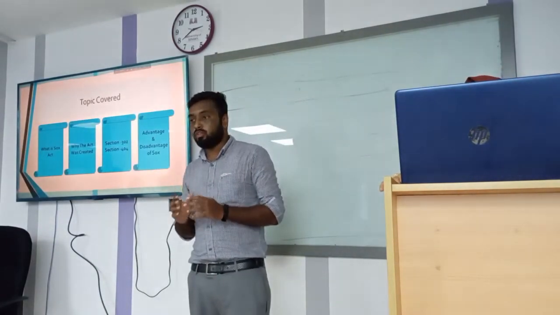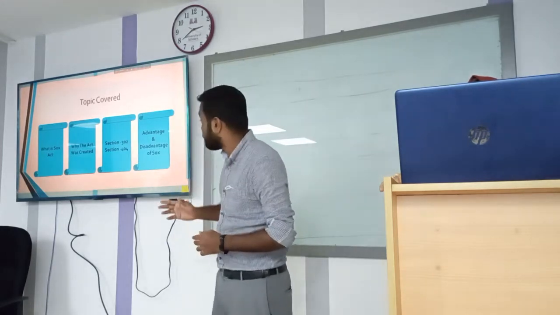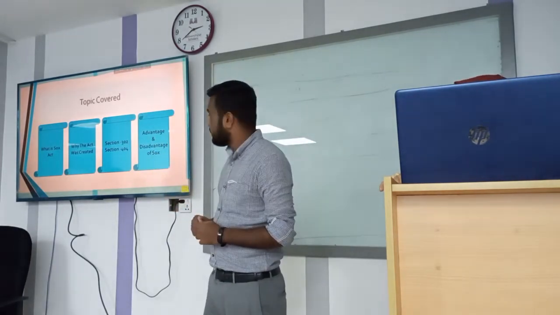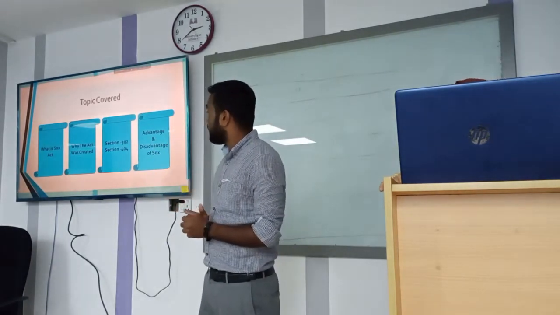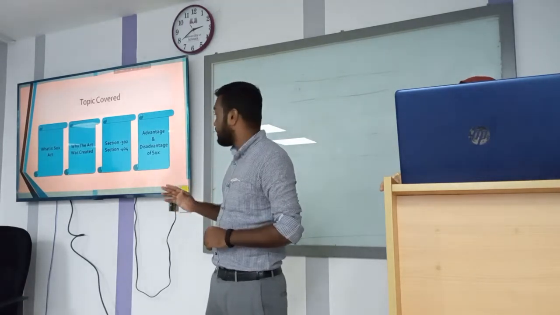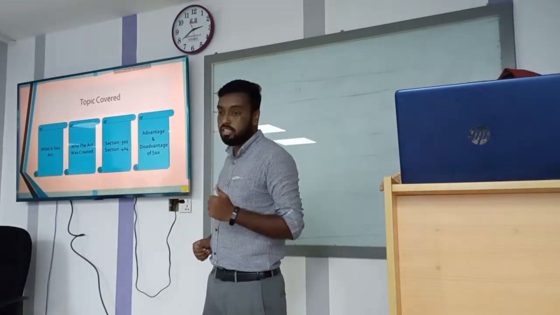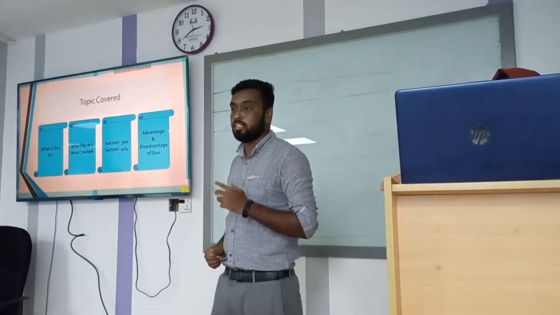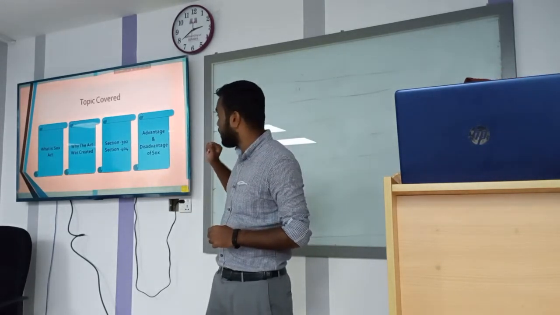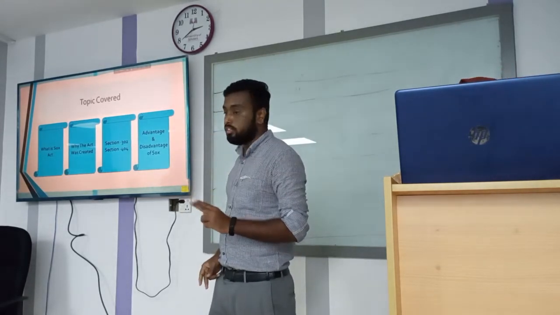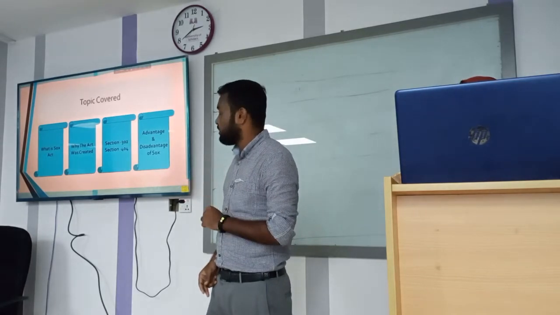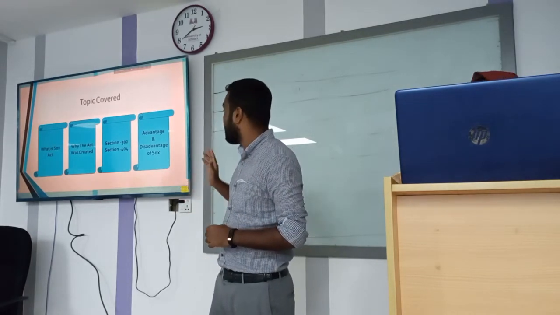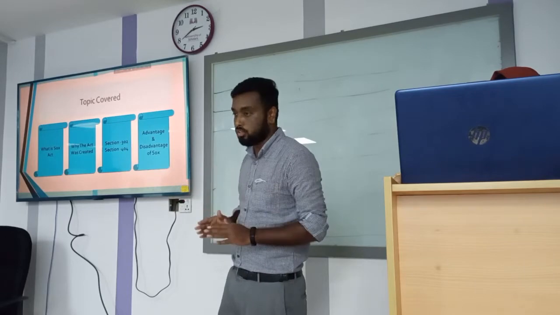The topics we are going to cover today are, first of all, what the SOX Act is, then why the Act was created, and the third part will be sections. There are 11 sections in SOX, but today we are going to cover only two sections, 302 and 404. And the last part will be the advantages and disadvantages of SOX.